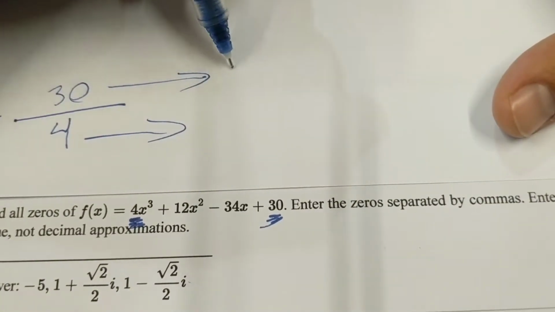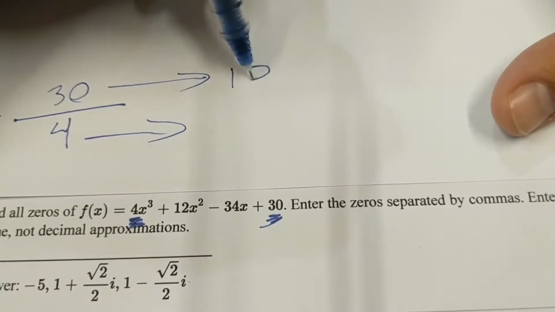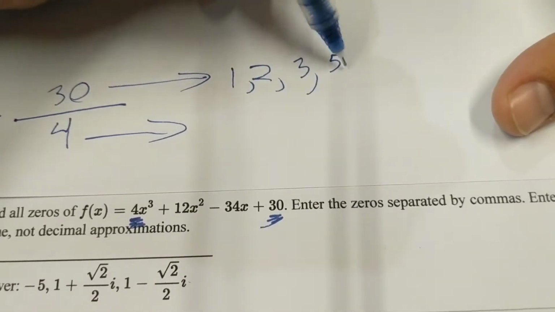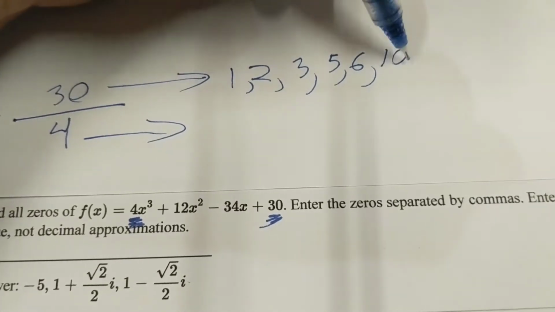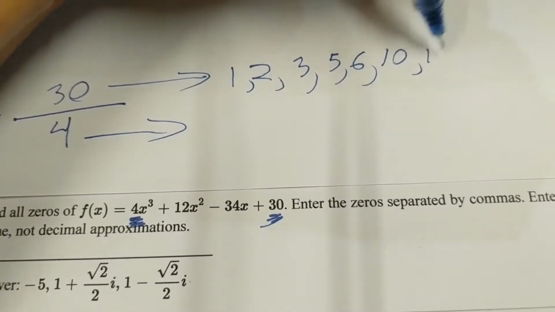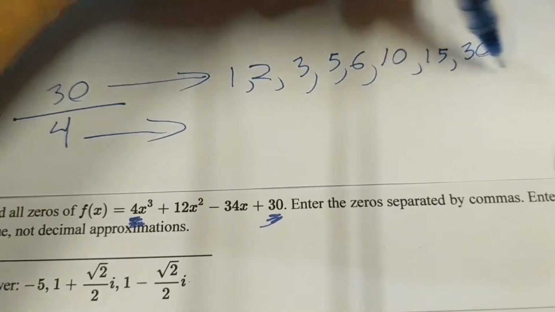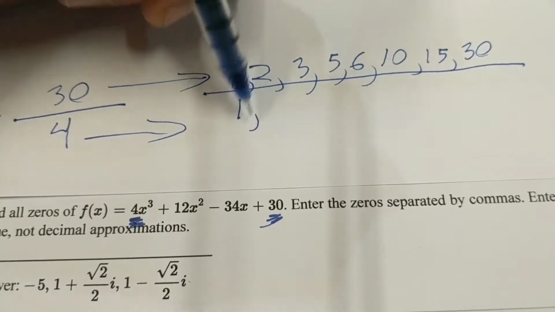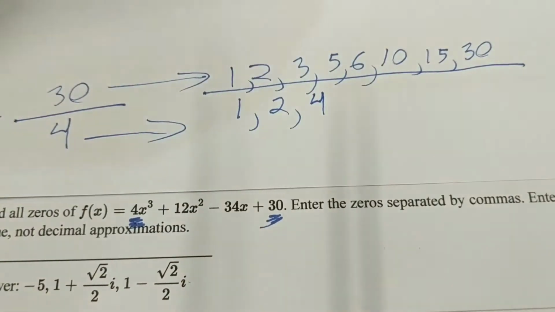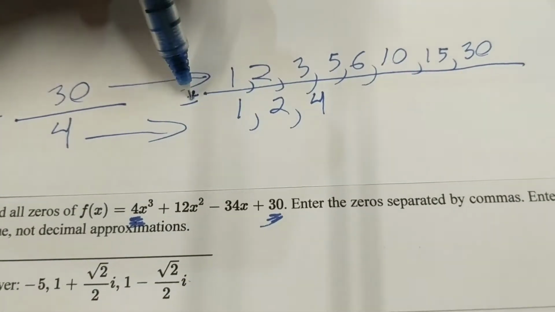So things that go into 30 would be like 1 or 2 goes into 30, and so does 3 and 5 and 6. A lot of stuff goes into 30. 10, right? 15 and 30. There's a ton of things that go into 30. And then things that go into 4, fortunately, are not that many. It's just 1, 2, and 4 that go into 4. And then there's a plus or minus version of each one of these things.